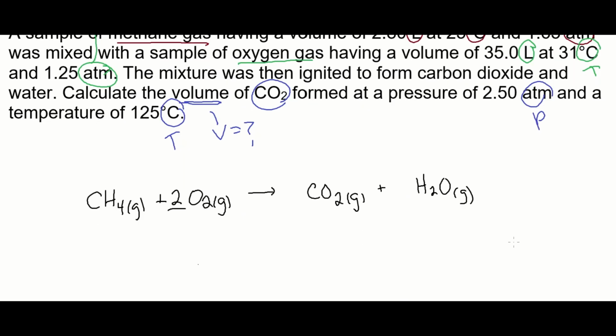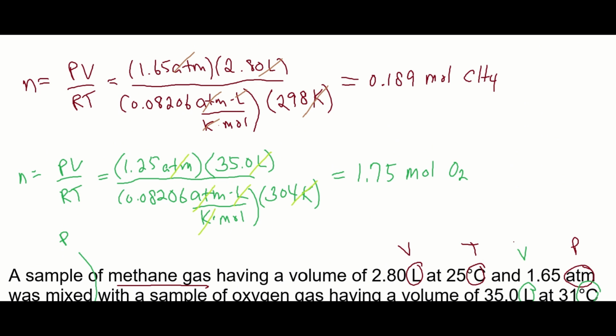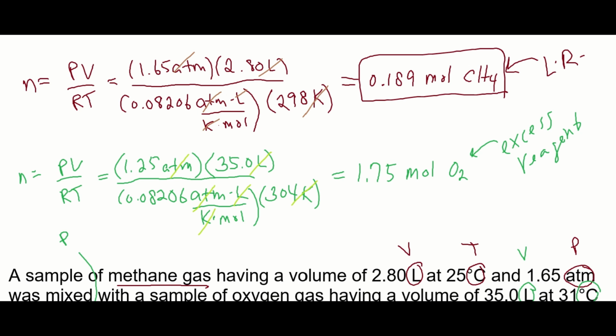So look here now. According to our balanced equation, we need twice as much oxygen as we do methane. Look at what we got. We have way more than twice. So this is our excess, what we're left over with. This stuff is your excess reagent. This is your limiting reagent. This is going to determine how much carbon dioxide is going to be made. That's the number we need to use.